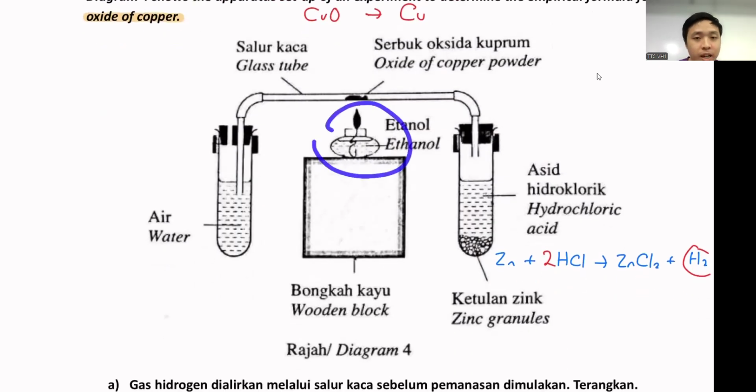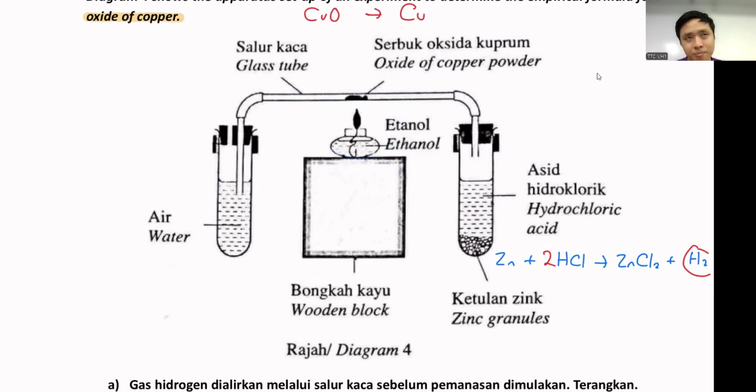If they ask why you have to use a spirit lamp, which is filled with ethanol, number one, the spirit lamp has a smaller flame. Notice this glass tube is so thin, so if you use a Bunsen burner, where the heat energy is higher, it will make the glass tube break. The glass tube cannot withstand the heat.